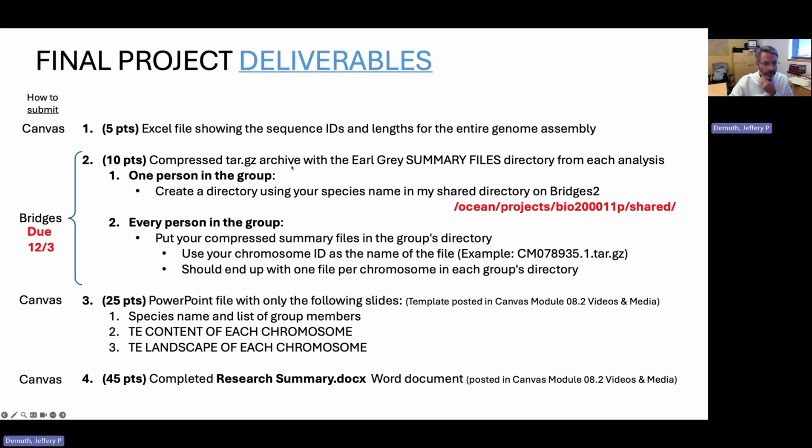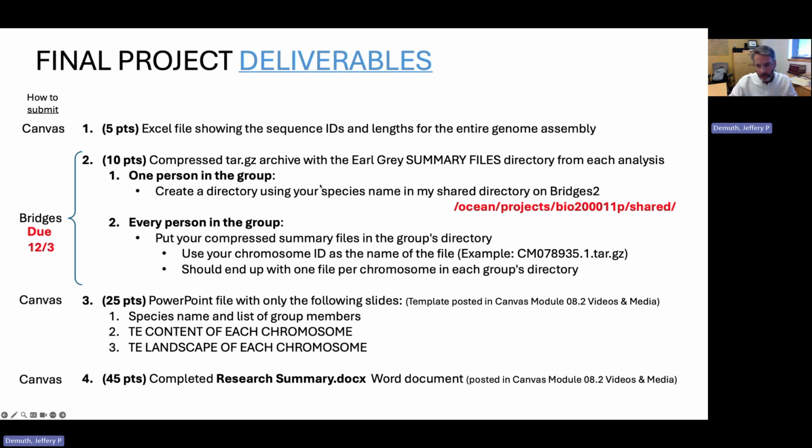These are the deliverables in a nutshell. So an Excel file is going to show the sequence IDs and links for the entire genome assembly. Then the results files from your Earl Grey runs are going to go into a directory on this site. A lot of this obviously isn't going to make sense right away, but this is what we're going to walk through. How do you get these deliverables?